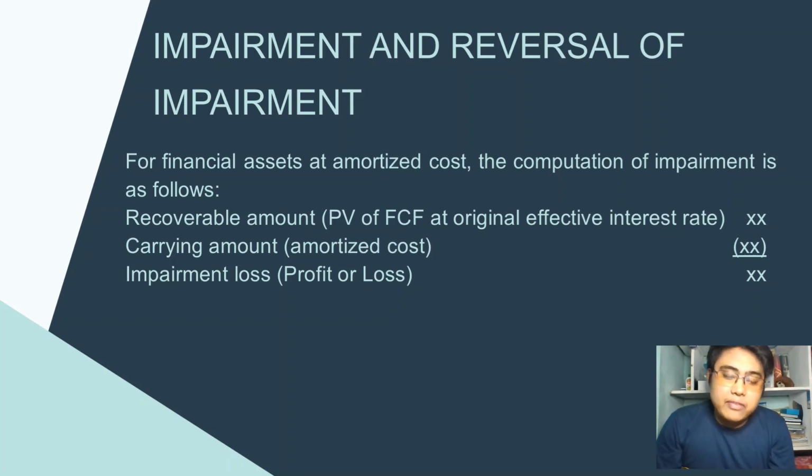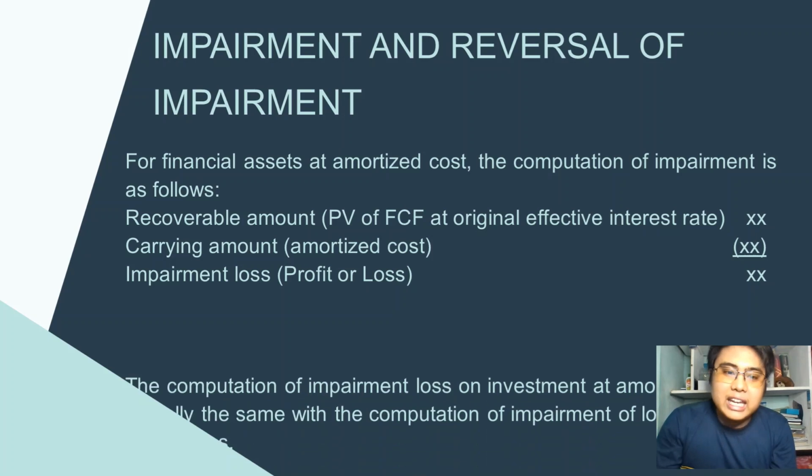So, ibig sabihin, if I will summarize impairment, impairment applies only to FVOCI and investment at amortized cost. And kung titingnan natin, pareho sila ng computation ng impairment loss. And syempre, pareho rin ang presentation ng impairment loss nila. Impairment losses are presented within profit or loss. Mamaya wag kang mag-alala, kukumputin natin isa-isa yan. We will compute the recoverable amount as well as the carrying amount.